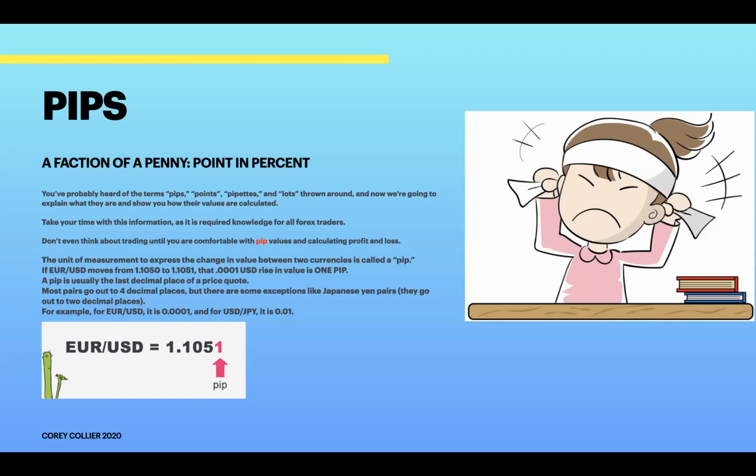A pip is a unit of measurement used to express the change in value between two currencies. So if EUR/USD moves up from 1.1050 to 1.1051, that 0.0001 rise is 1 pip. A pip is typically the last decimal point of a price quote, but some brokers and some currency pairs go out to five decimal places. Some only have two, like the Japanese yen pairs. For example, EUR/USD has four decimals in this example. USD/JPY only has two.